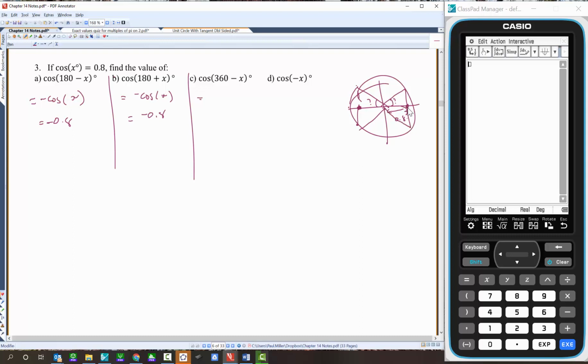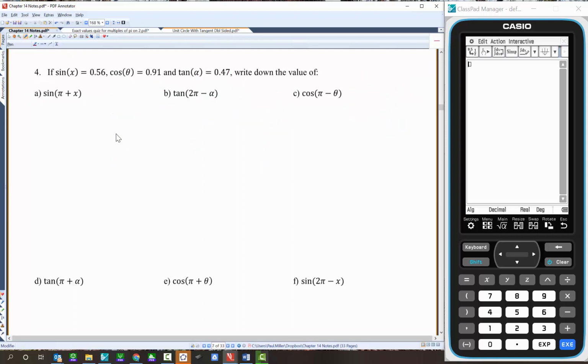360 around, rock back x. So if we rock back x, and remember we're after cosine, which is the x value there, this is exactly the same as the cosine of x. So that's going to be positive, 0.8 there. This last one, we want the cosine of negative x, which starts at 0. Over here, it rocks back there, which is positive, exactly the same as the cosine of x, which is 0.8. They do take some practice.